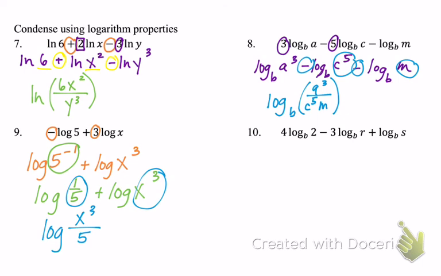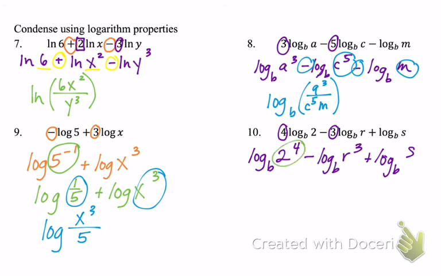And then lastly, I have an exponent of 4 and 3. So I'm going to write this as log base b of 2 to the 4th minus log base b of r cubed plus log base b of s. I'm going to simplify 2 to the 4th. 2 to the 4th is 16. So log base b of 16 minus log base b of r cubed plus log base b of s.